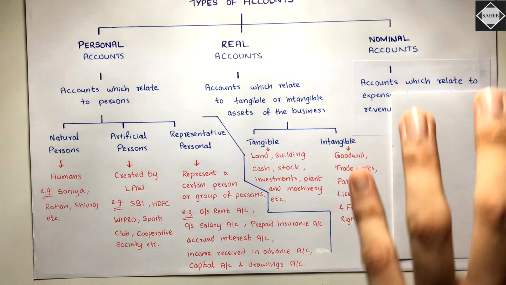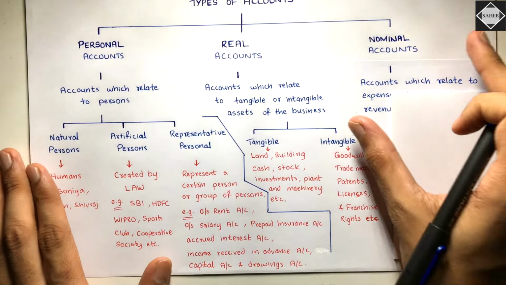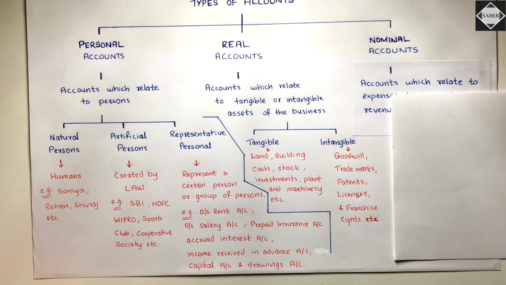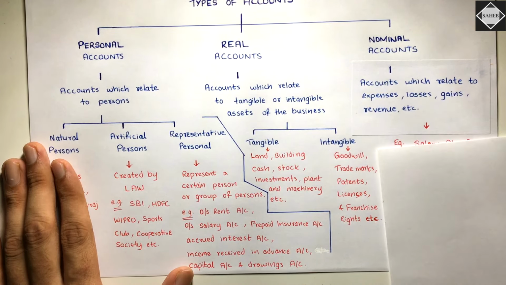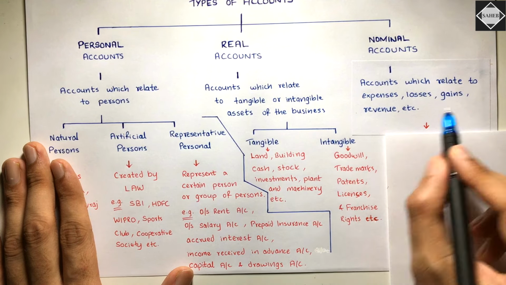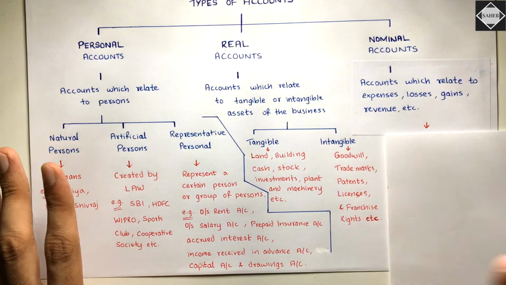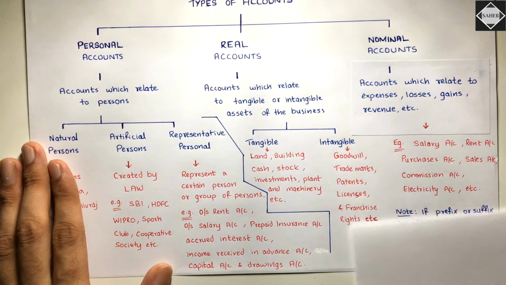And then we have the last category, that is nominal accounts. Now what are these nominal accounts? See, it's really simple. Accounts which relate to expenses, losses, gains and revenue are what? Nominal accounts. Example, it's really simple.